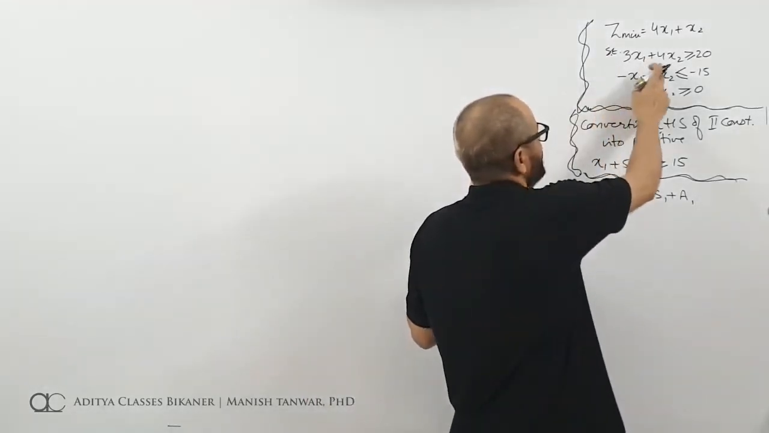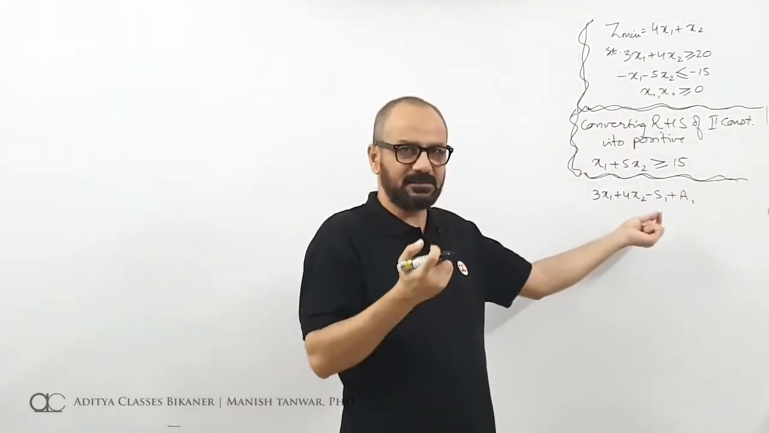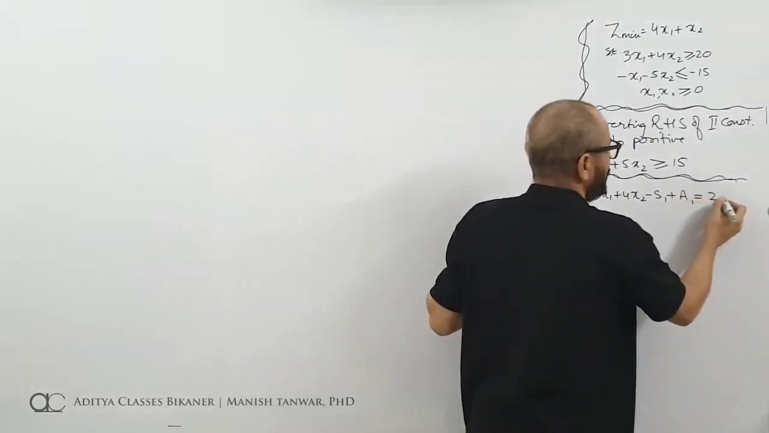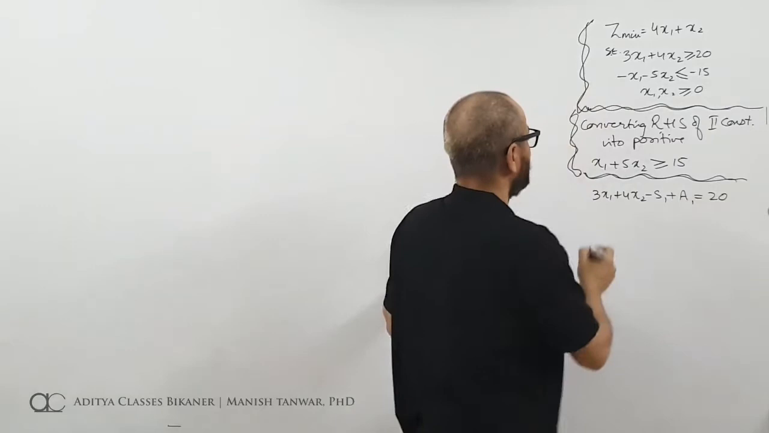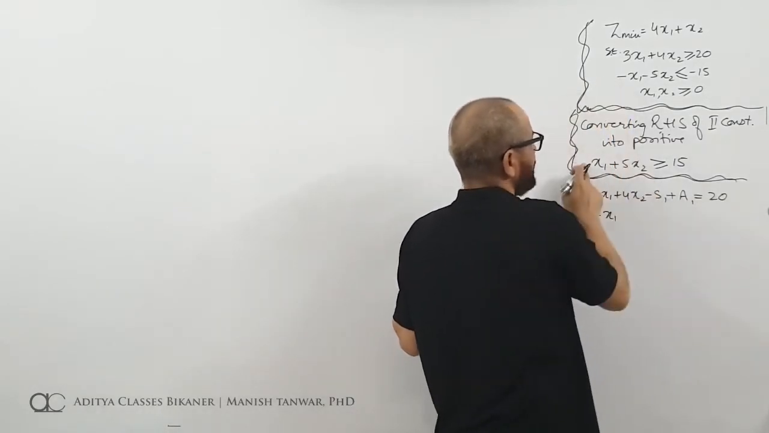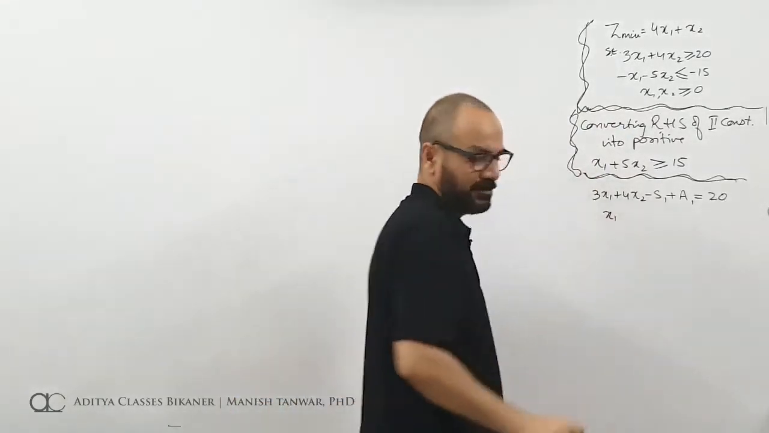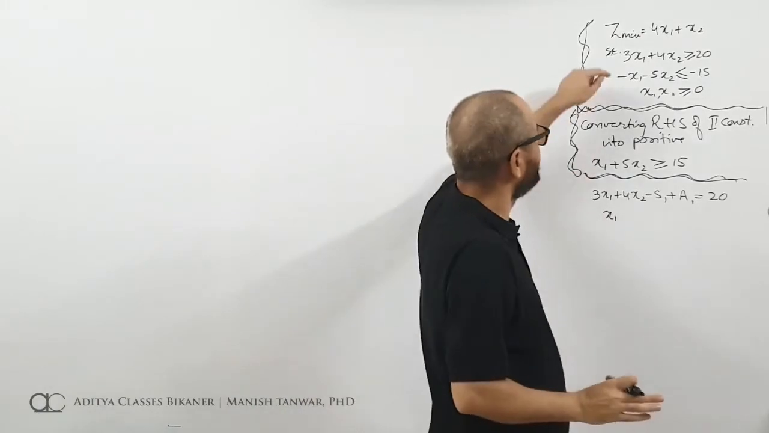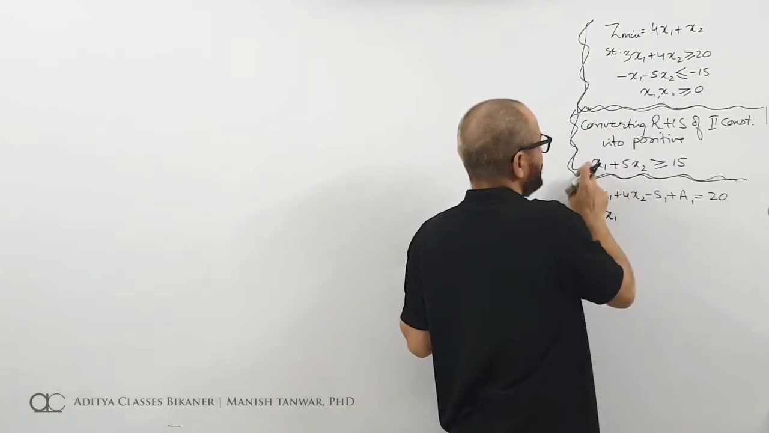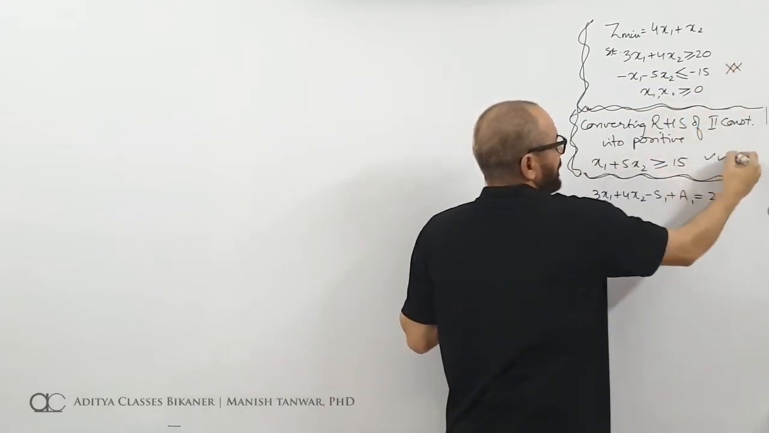So we have 3x1 plus 4x2. Because it was greater, I have deducted something. Now because it is a surplus variable, I have added an artificial variable. This becomes equal to 20. This one is minus x1, sorry, we are not using this, rather we are using this one. We converted this while we were removing the negative RHS. So we have this constraint. This is no more my constraint. This is my second constraint.